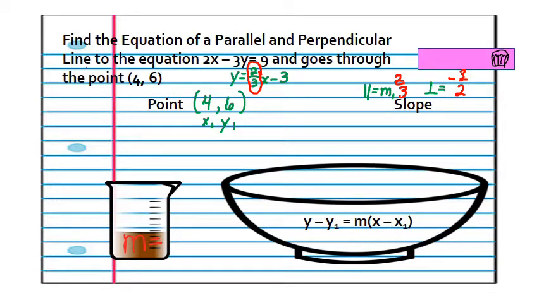Okay, so now we have our two slopes for doing this equation here. Now all we have to do is plug them into the formula that we have here. Okay, so putting it into the bowl here, I'm going to have to put in my x and y as my point. And so this is going to be a 6, a positive 6.